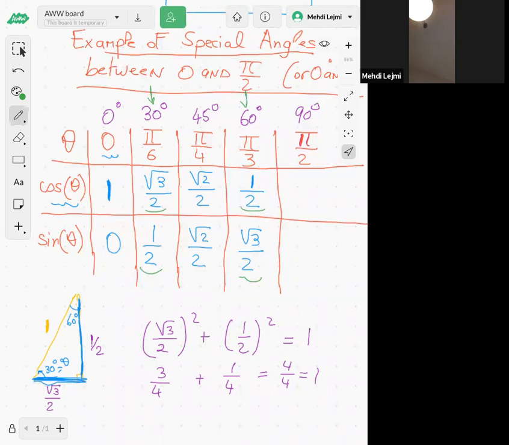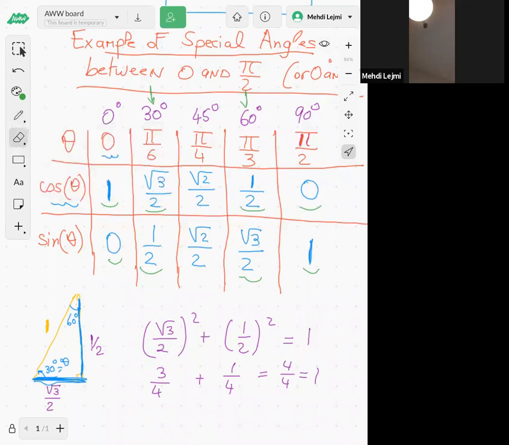And last angle, 90 degrees. The cosine of 90 degrees is going to be 0. And sine of 90 degrees is going to be 1. So again, for 0, cosine is 1 and sine is 0. But for 90 degrees, it's the opposite, right? Cosine is 0 and sine is 1.